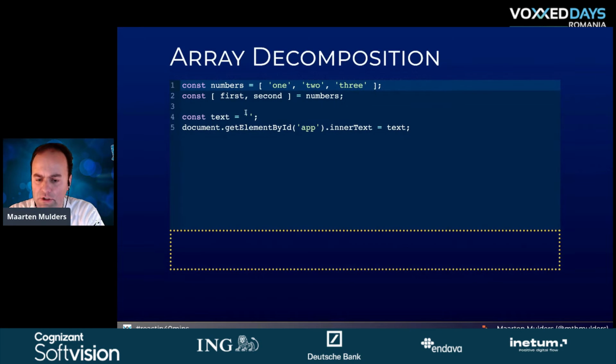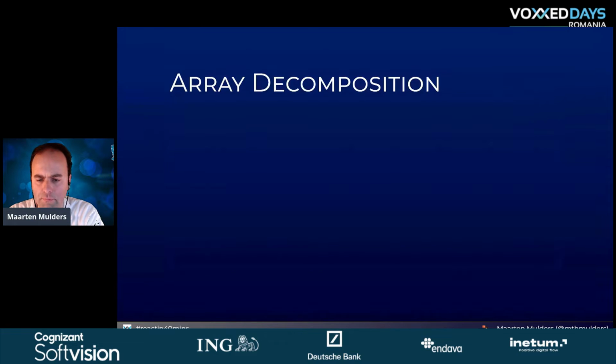Same works for arrays. I can declare an array. I can pull out some elements of that array and say, well, hey, here's the first element of the array. Here's the second element of the array. The third one is not there as I did not decompose that. I could, of course, do that, and then it gives the expected output.